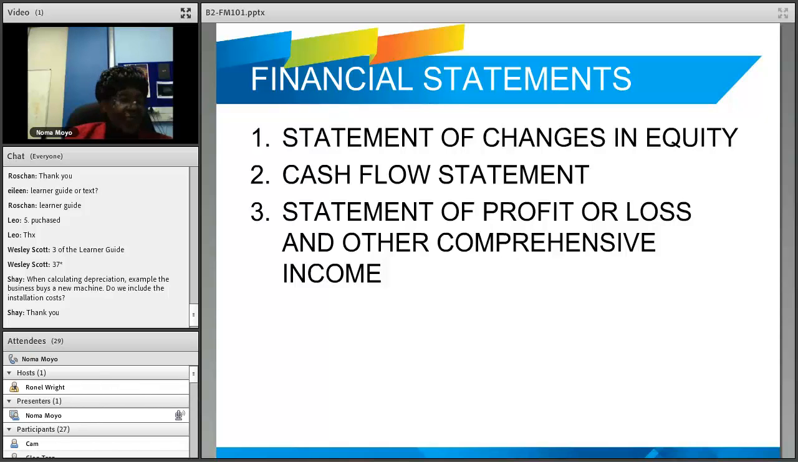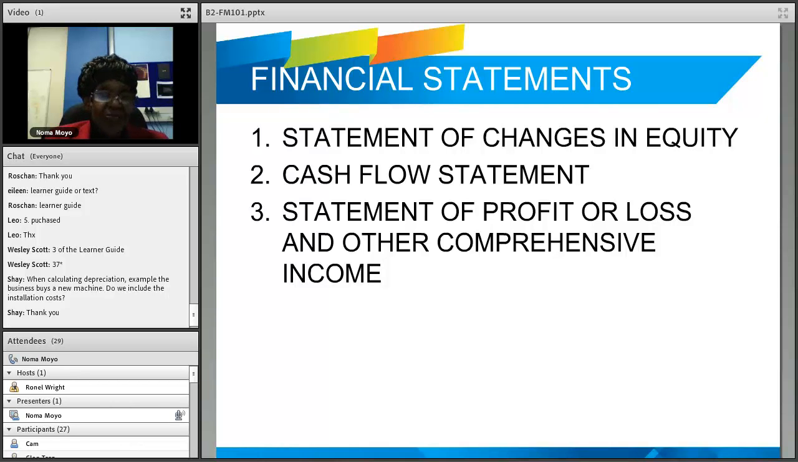We know the financial statements that we know. We have what we call a statement of changes in equity. In the statement of changes in equity, we look at what our equity was at the beginning and what it is at the end. What changes our equity? Opening equity, add net profit, less drawings, and then we get our final. If there was additional capital, we add it.